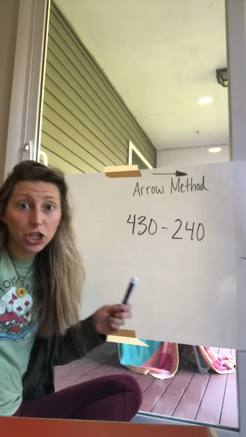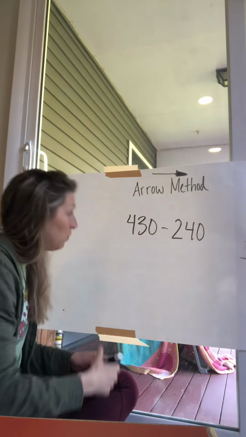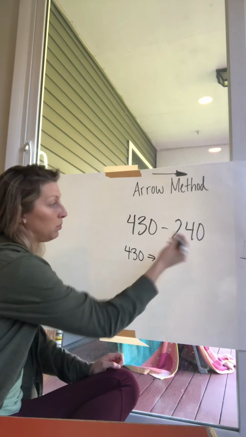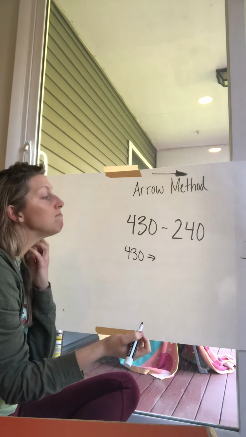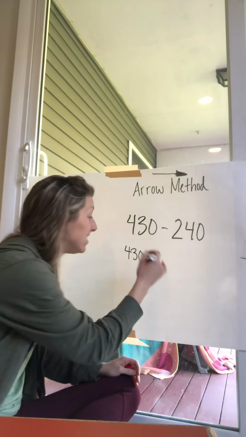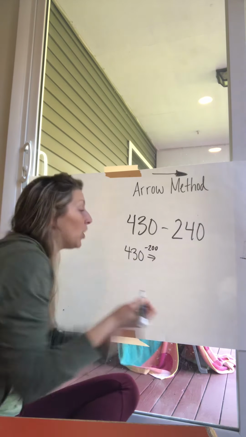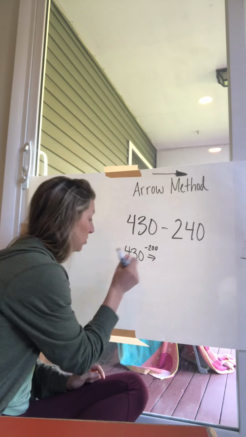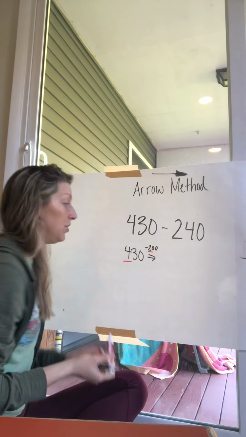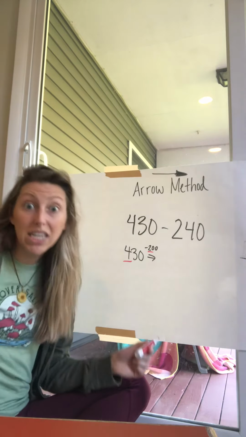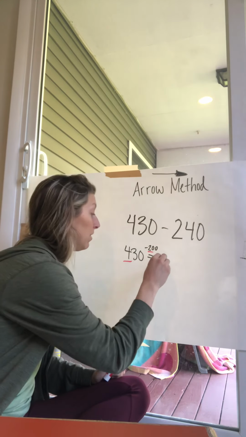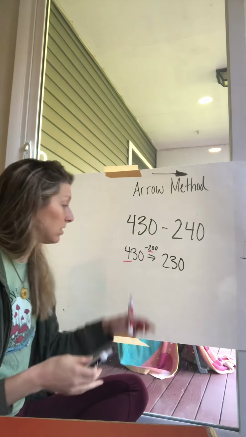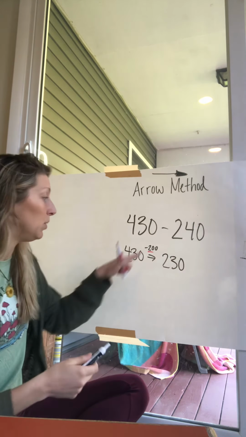Okay, so let's start out the same way. We have 430 and our arrow method, let's take away 200. That's an easy number, right? We're only messing with the hundreds place. So here I underline, here's the hundreds place on the 400 and the 200. 4 take away 2, easy peasy, 2. So we have 230, right? Because we did not mess with the tens or the ones, okay? So we have 230. We only took away 200.